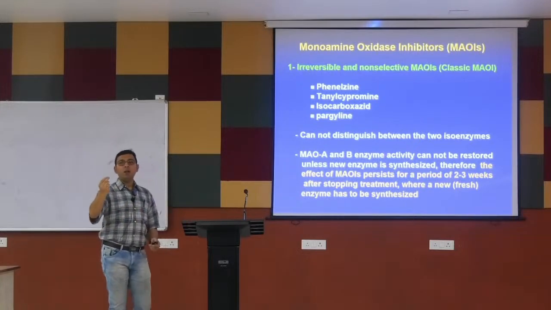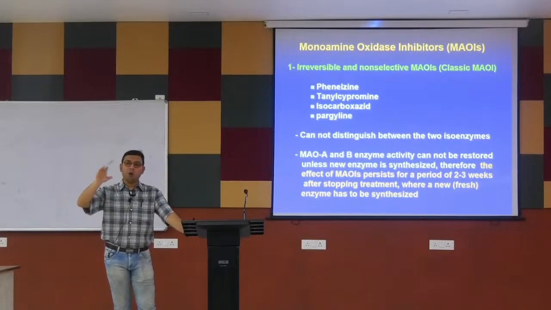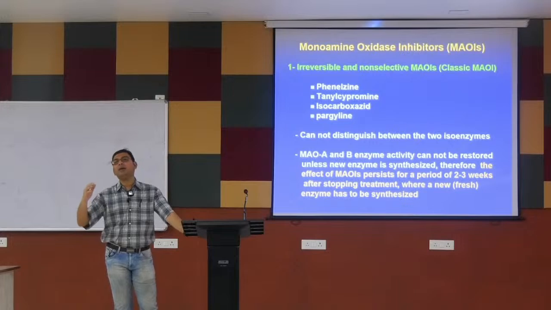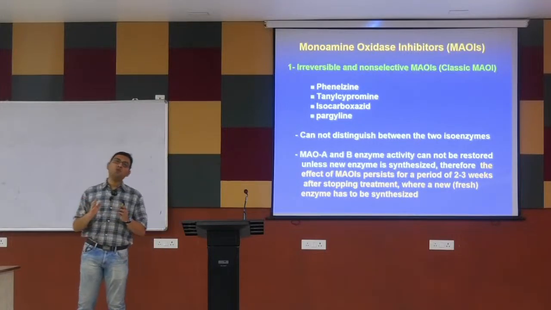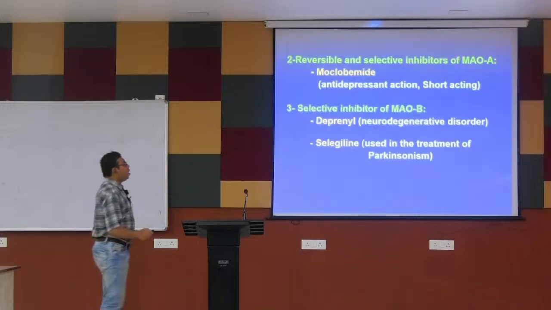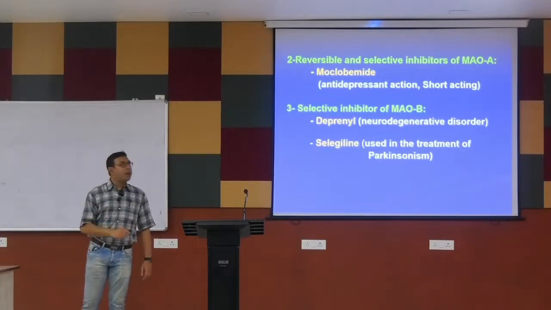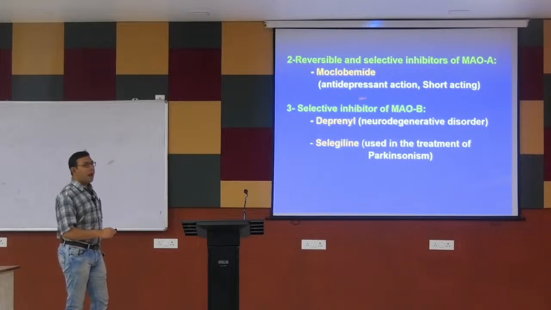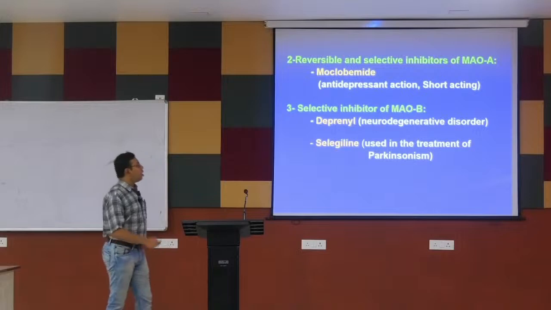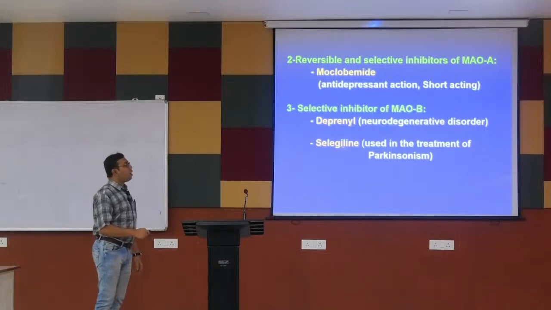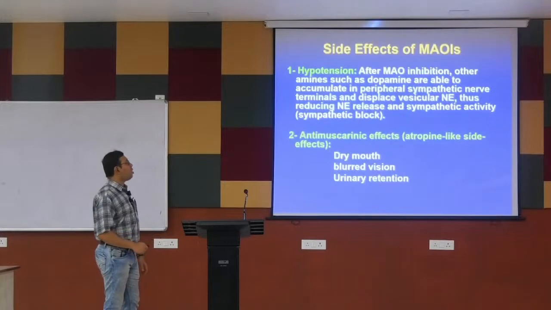Because these MAO inhibitors, if they are inhibited, the monoamines will not be metabolized until a new enzyme is synthesized, and new enzyme synthesis usually takes 2 to 3 weeks. Okay. So a reversible and selective inhibitor of MAO A recently came, known as moclobemide, which has antidepressant effect and is short acting. That's why the adverse effects are also less. And there are selective inhibitors of the MAO B like selegiline, deprenyl, rasagiline. You will read about them in the Parkinsonian chapter.